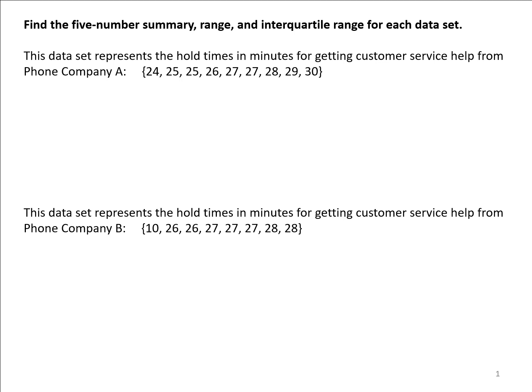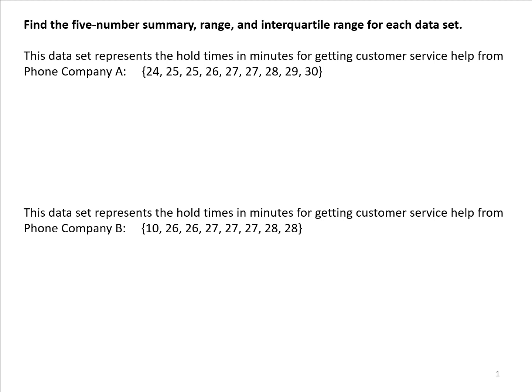So now let's find the five-number summary and then find the range and the interquartile range once we have it for a couple of data sets. Our first data set represents the hold times in minutes for getting customer service help from a phone company, let's call it A. And then the second data set is for the same type of data but for a different phone company, B. All right, so let's start by looking at the data.